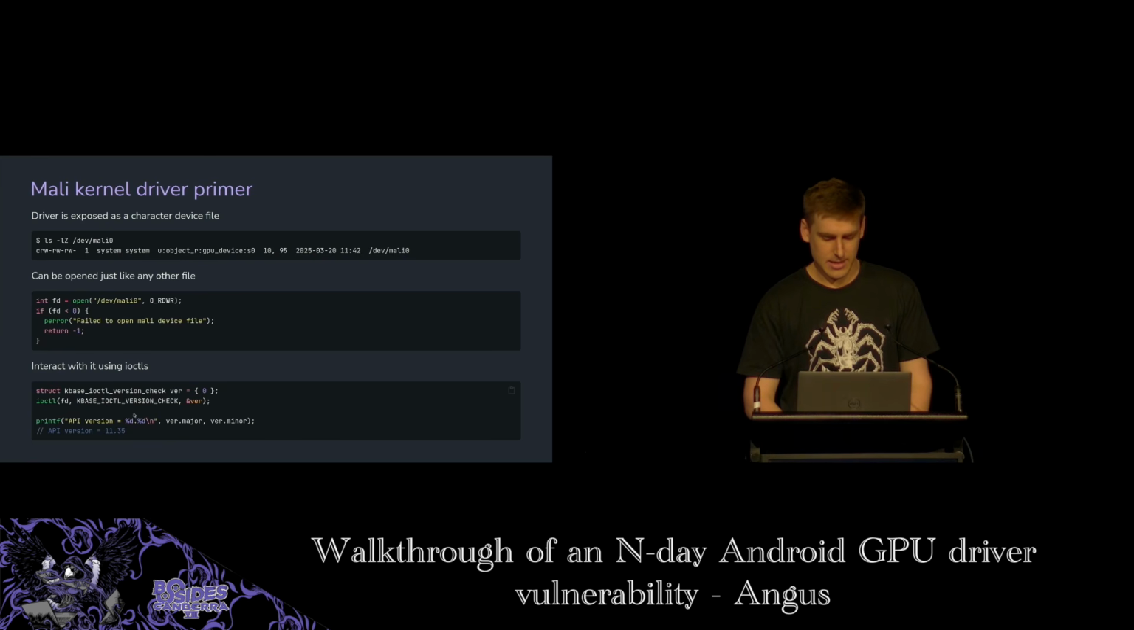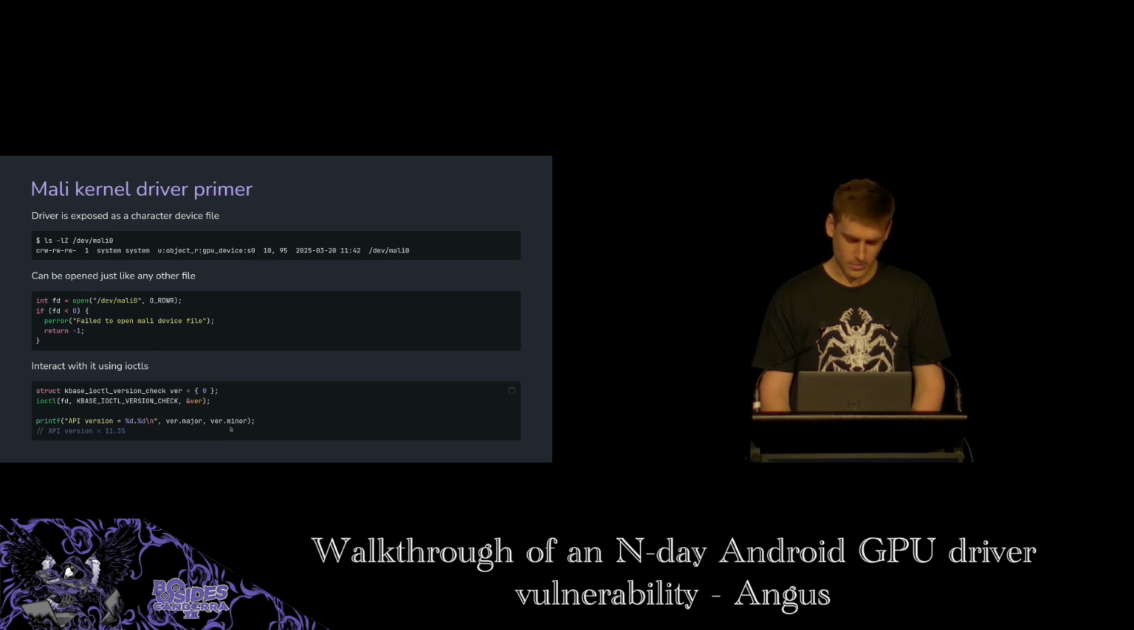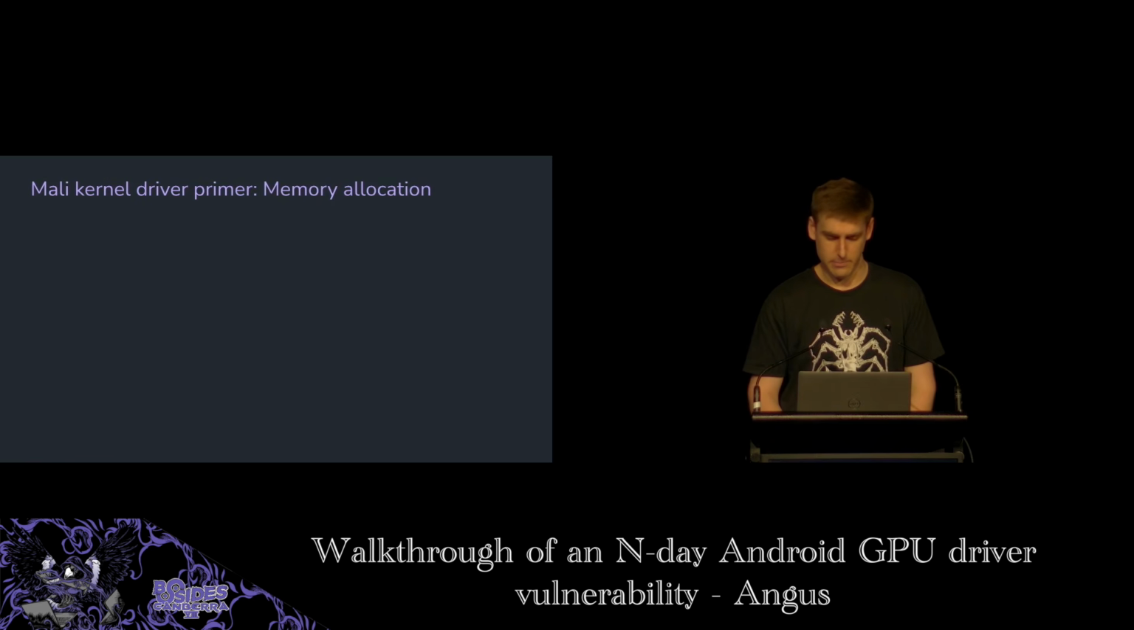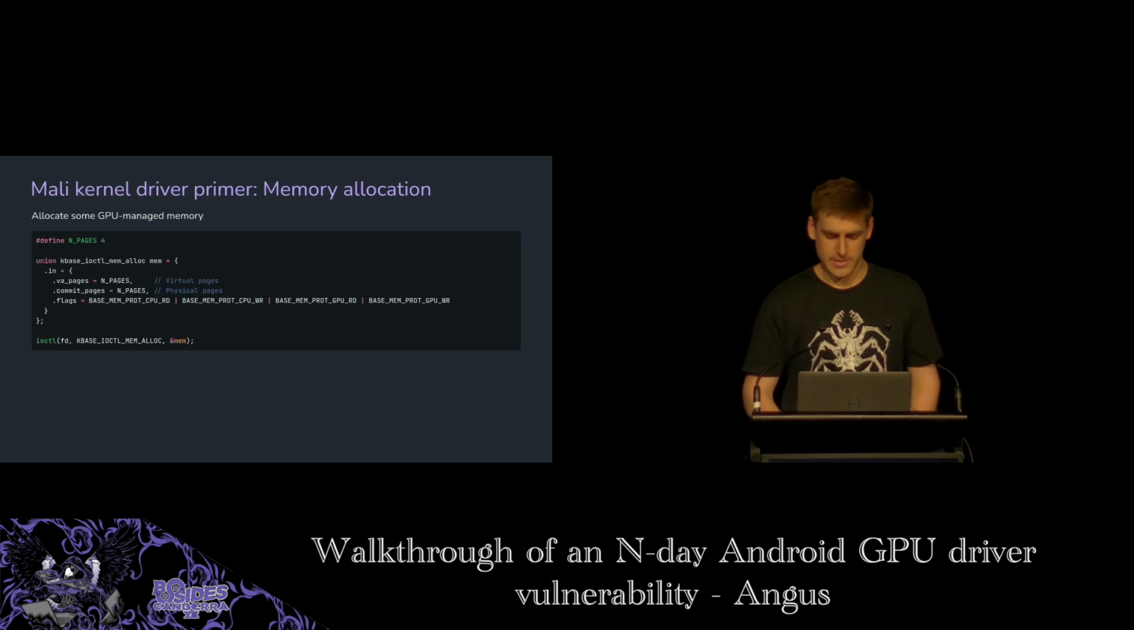For instance, this one here, KBASE_IOCTL_VERSION_CHECK, can be used to check the version of the Mali driver. And it will fill out this struct with information like the major and minor version. You can do more complicated things, obviously. So for instance, if we wanted to allocate some memory using the Mali driver, you would use this KBASE_IOCTL_MEM_ALLOC ioctl, and then you pass it how many pages you'd like to allocate, and also what permissions you'd like those pages to have for both the CPU and the GPU. So for instance, here we have CPU read and write permissions, but only GPU read permissions. Oh no, sorry, we have both read and write on GPU as well.